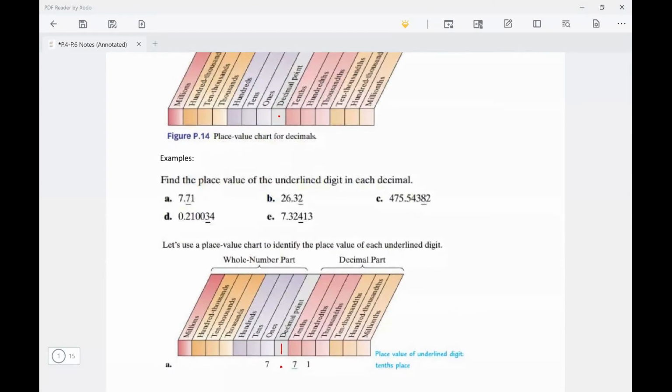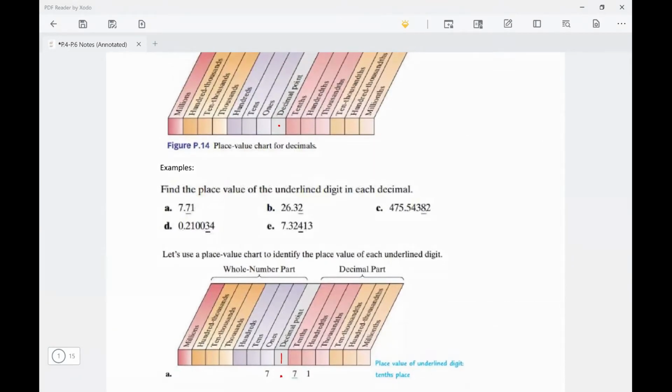And we can do very similar things with B, C, D, and E, right? So I'm going to do part B. If we insert that into this chart up here, we have 26.32, right? And notice that the underlined digit is 2, and it lines up in the hundredths place. Okay, and we can do very similar things for the other ones.